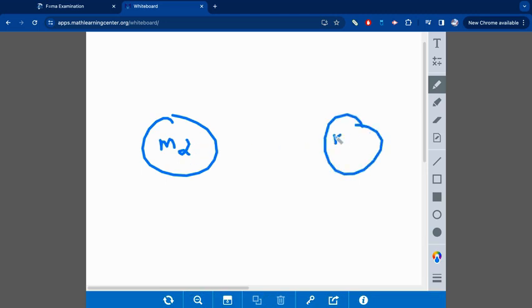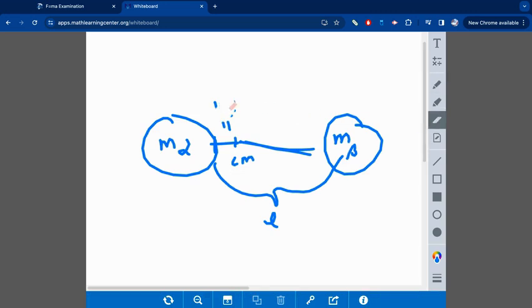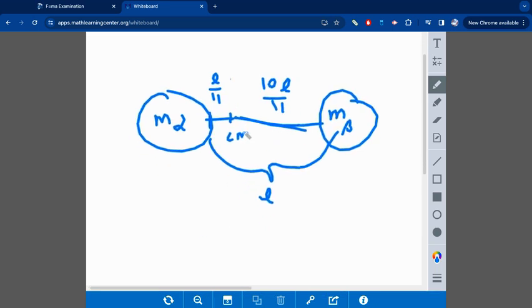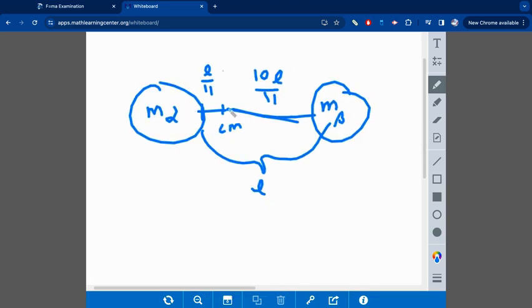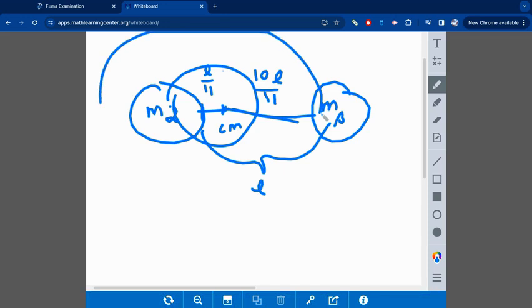So we have m alpha and m beta, and we know that this one is more massive, so the center of mass can be closer. If this distance is L, then the center of mass is 10 times closer to m alpha because it has 10 times more mass. So it's L over 11 and 10L over 11. Both of them exert the same force on each other, which means the centripetal force required for m alpha to orbit its center of mass is equal to the centripetal force required for this one to rotate about 10L over 11.